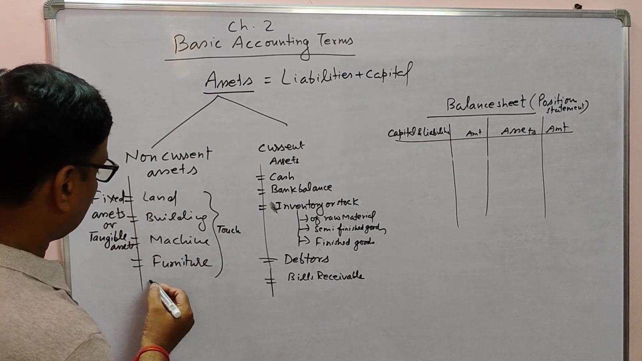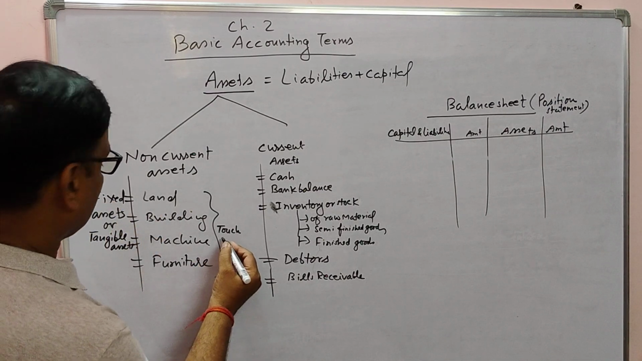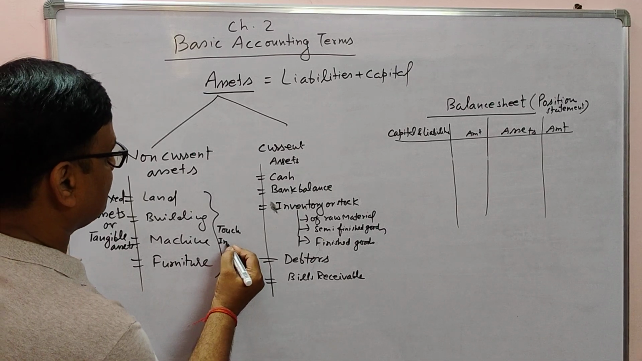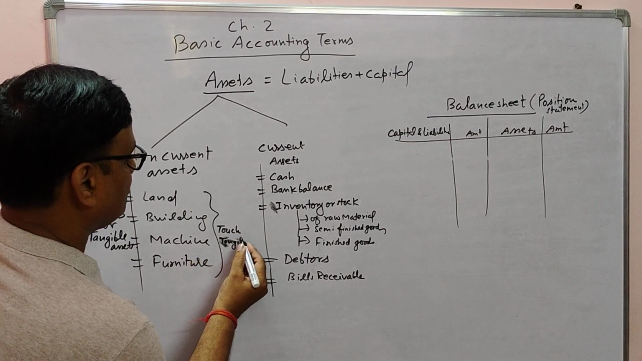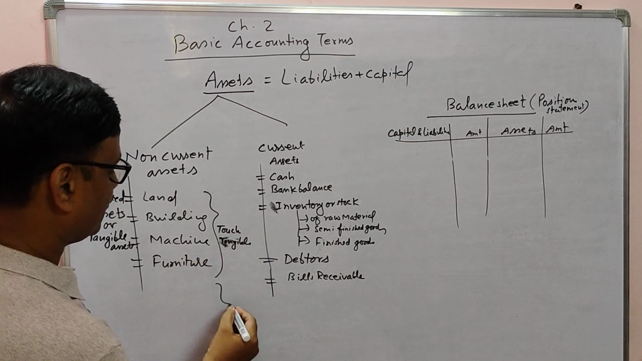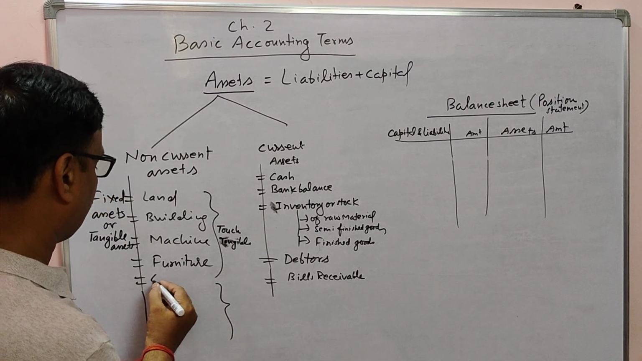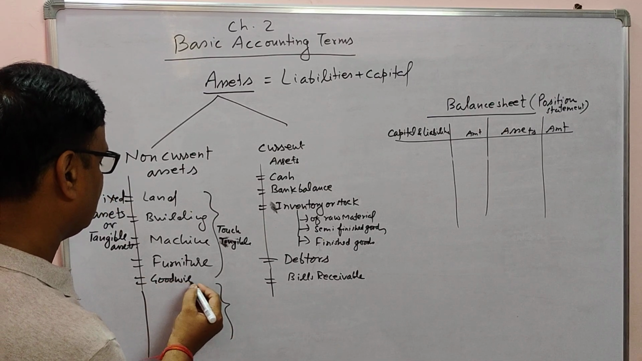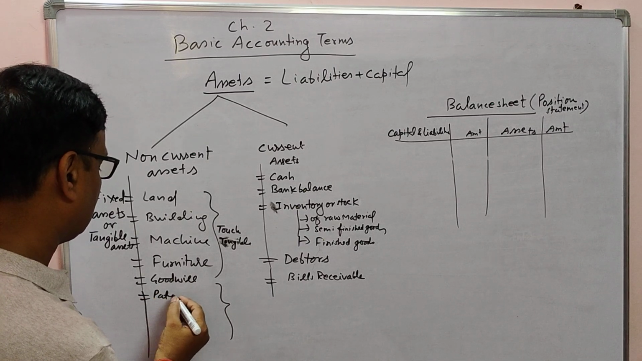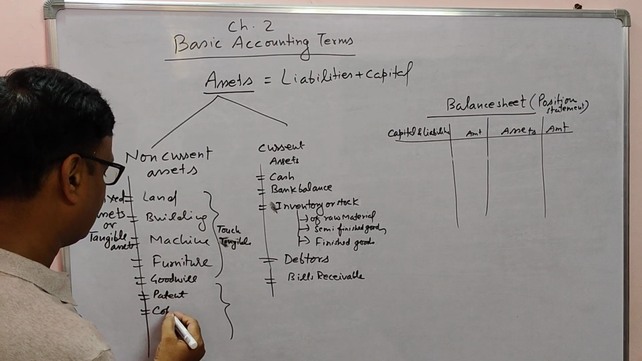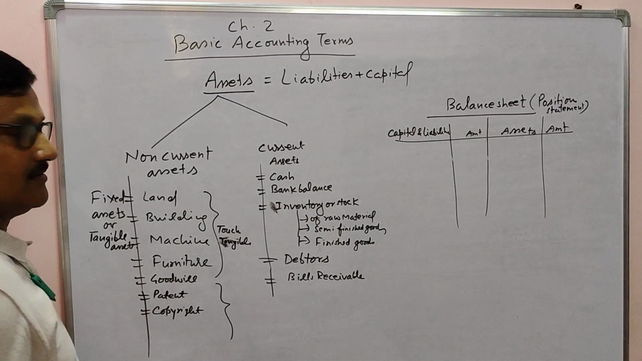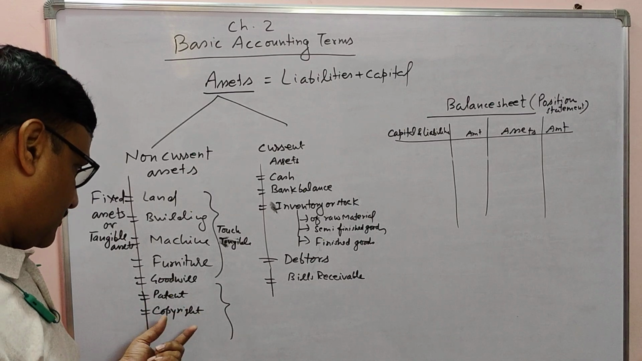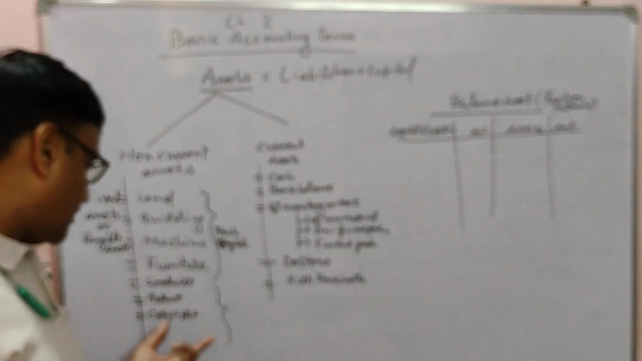So which are those? Let me show the list of intangible assets. This is tangible, and then we come to intangible fixed assets. For example, goodwill, patent, copyright, etc. So copyright is also an asset. How is it an asset?